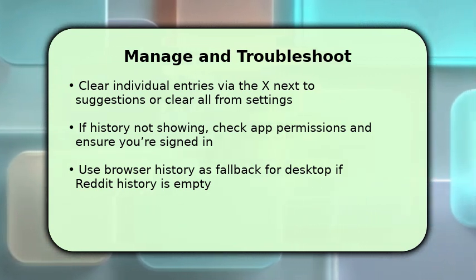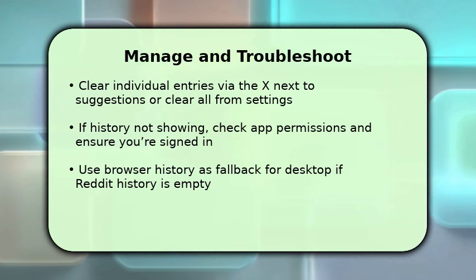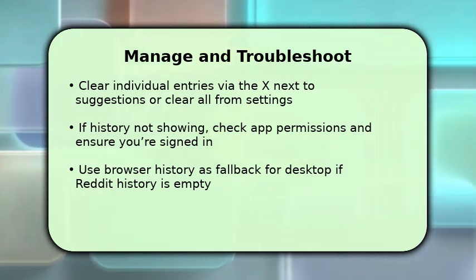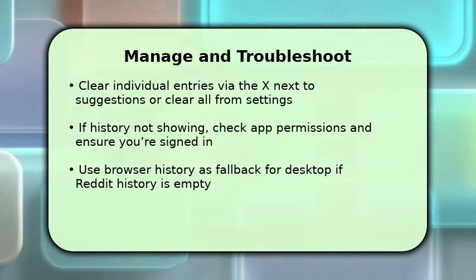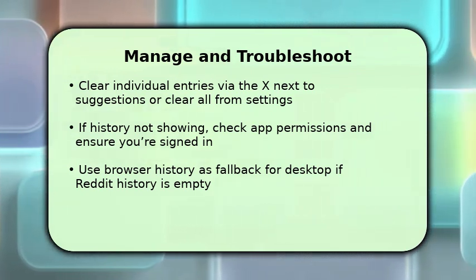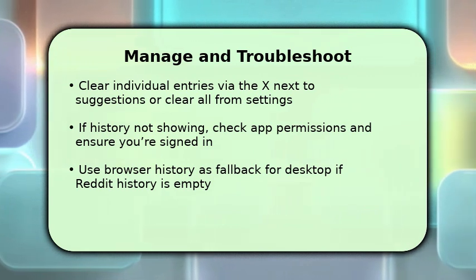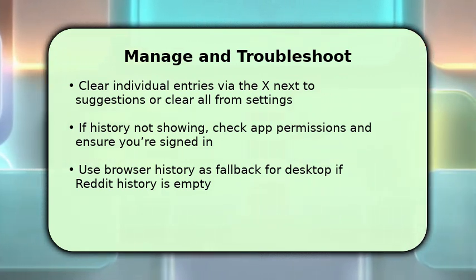If you don't see history, make sure you're signed in and that the app isn't in private mode. On mobile, check storage and permissions. As a last resort on desktop, consult your browser history for past Reddit.com searches. If problems persist, log out and back in or update the app to refresh stored search data.